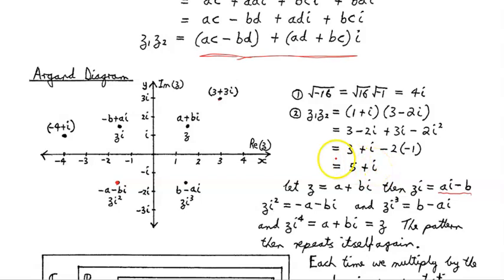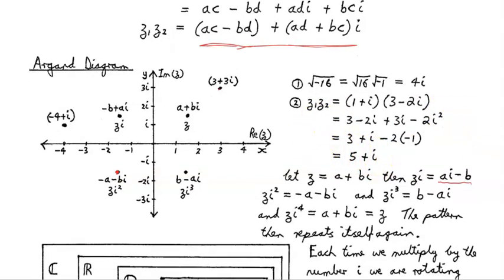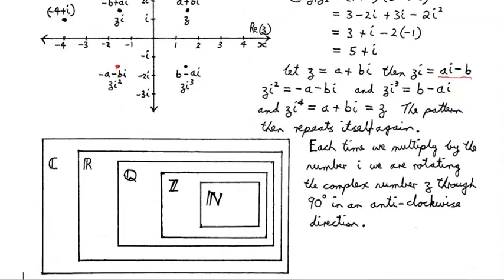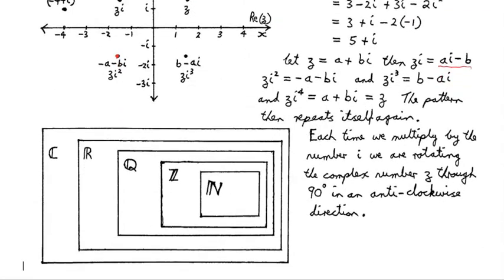So that's an introduction here to complex numbers. Can I just point out that every time we multiply by the number i, so we take the complex number z equals a plus bi, every time we multiply by i, we are rotating the complex number z through 90 degrees in an anti-clockwise direction, as I was showing before.